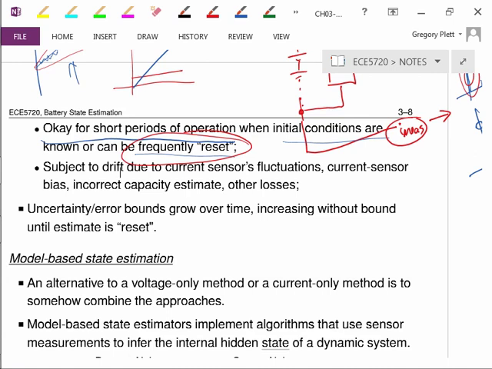So you still might use Coulomb counting as one of those methods, especially if you can reset it, but hopefully you use the more optimal methods we'll talk about in the rest of this chapter as the other method, and that would be your primary method.